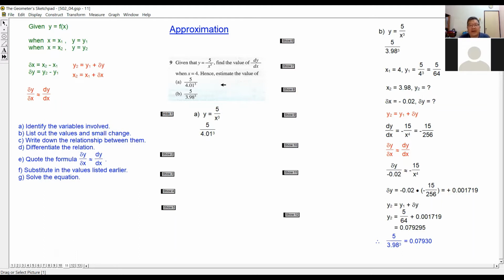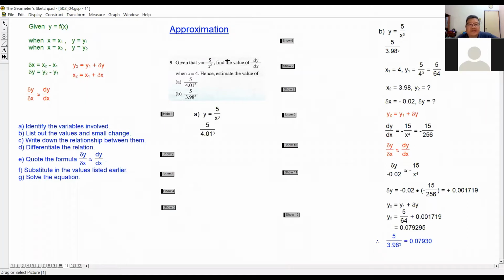Now, this question is to estimate the value. They didn't ask you the small change in the value. So they are not asking you the delta y, delta x. They are asking you what is the estimate value. That means what is the approximate value of this 5 over 4.01 cube. Okay or not?